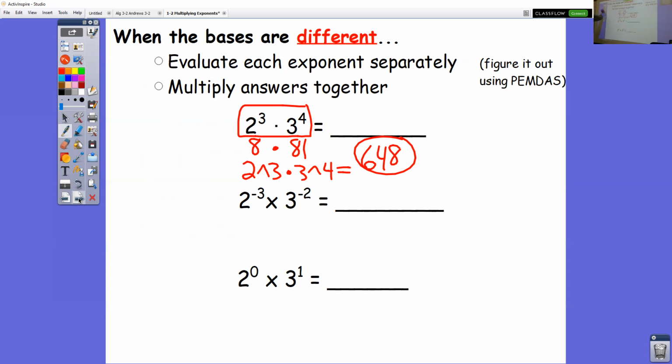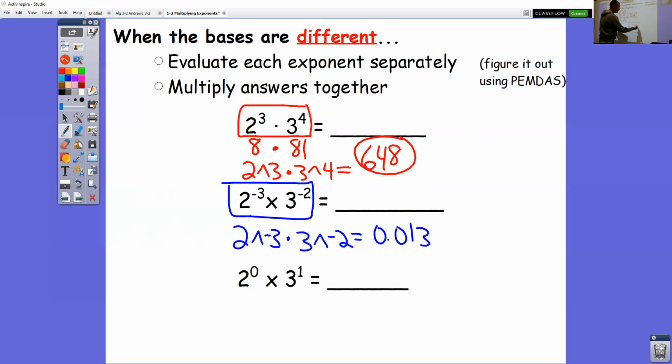We might have questions like this that, again, have different bases. We have a 2 and a 3, but you might have negative exponents. You could figure them out individually if you wanted to, but you don't need to. Just type this exactly in the calculator: 2 caret button negative 3, make sure you're using a negative button, not the minus sign, times 3 caret button negative 2. When you hit equals, you get 0.01388888888, or 8 repeating. We could put this little repeating sign above the 8 to show 888888888.